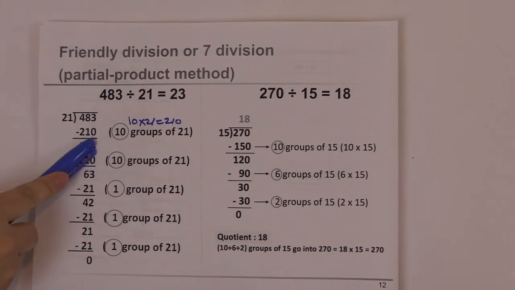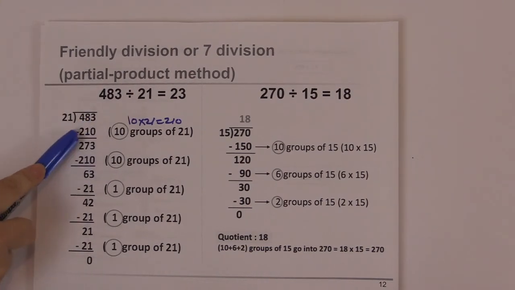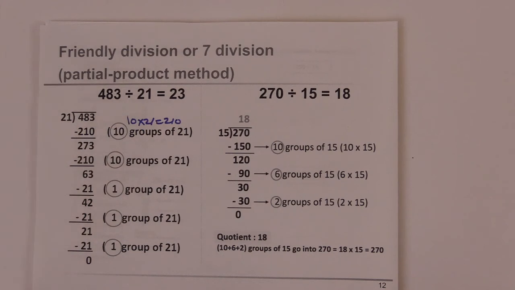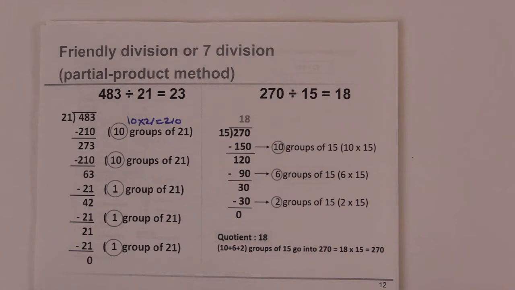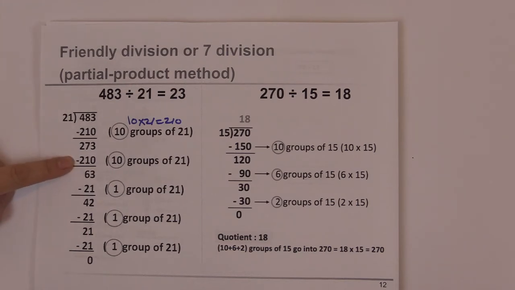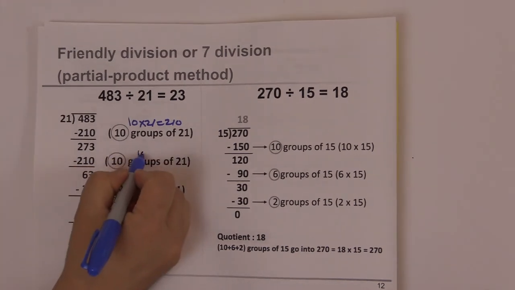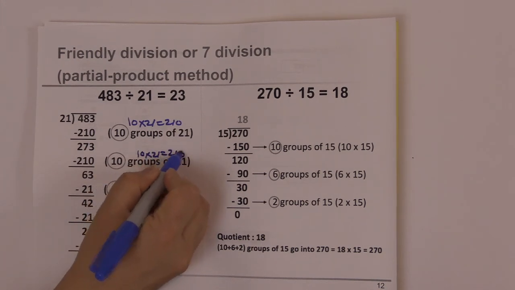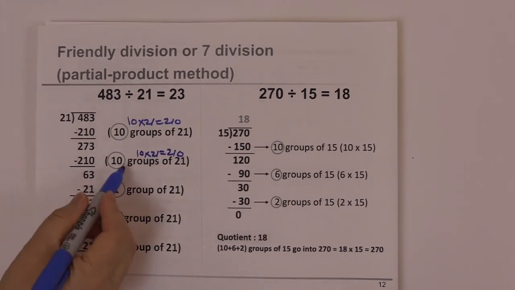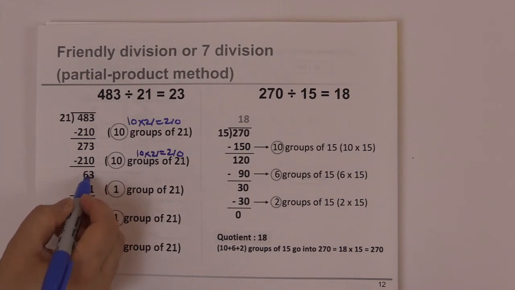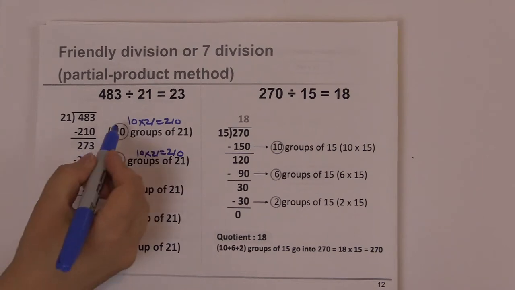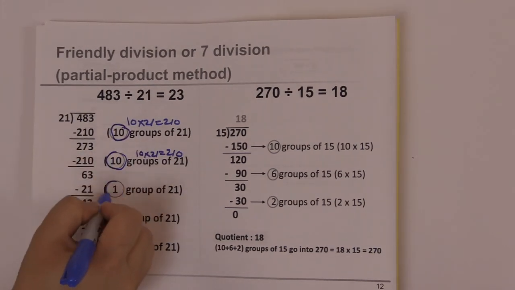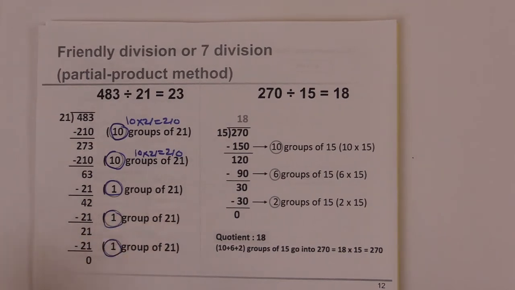So I know that 210 is smaller than 483, so I know that at least 10 groups of 21 I can make out of 483. So I'm going to subtract this and have 273. So looks like this is bigger than 210. So I think I can make another 10 groups of 21. So I have another 10 groups of 21. So 210. And I have 63. So I can go one group of 21 3 times. So my answer is 10 plus 10 plus 1 plus 1 plus 1. So my answer is 23.